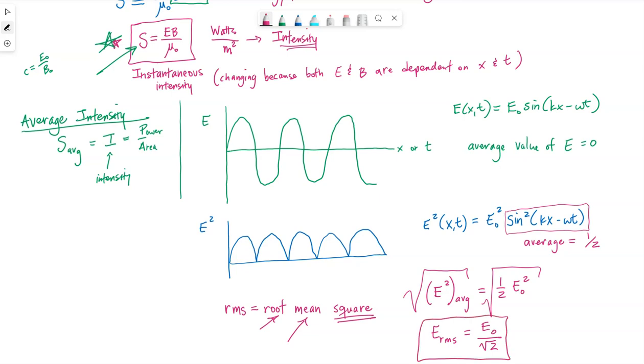We could go through the same process using the magnetic field, because the magnetic field is also a sine function. If we went through the same process with the magnetic field, we find that the BRMS, standing for root mean square, is equal to B naught over the square root of 2.